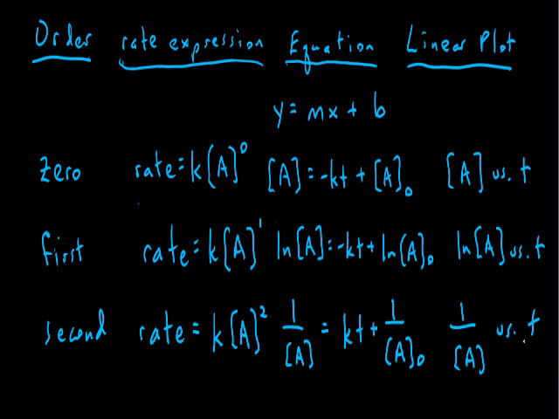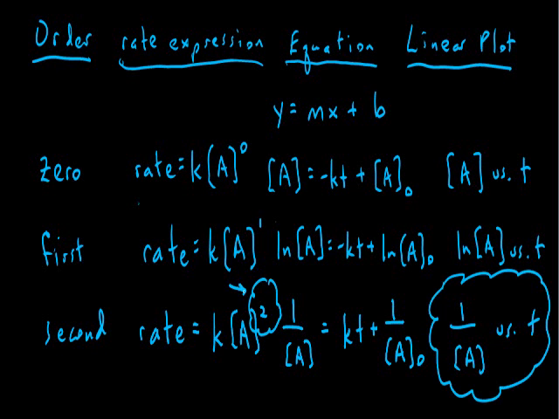If we now plot the data in a third manner, where we plot 1 over the concentration of A versus T, if this plot were to come out to be linear, it would tell us that the reaction is second order with respect to chemical A.